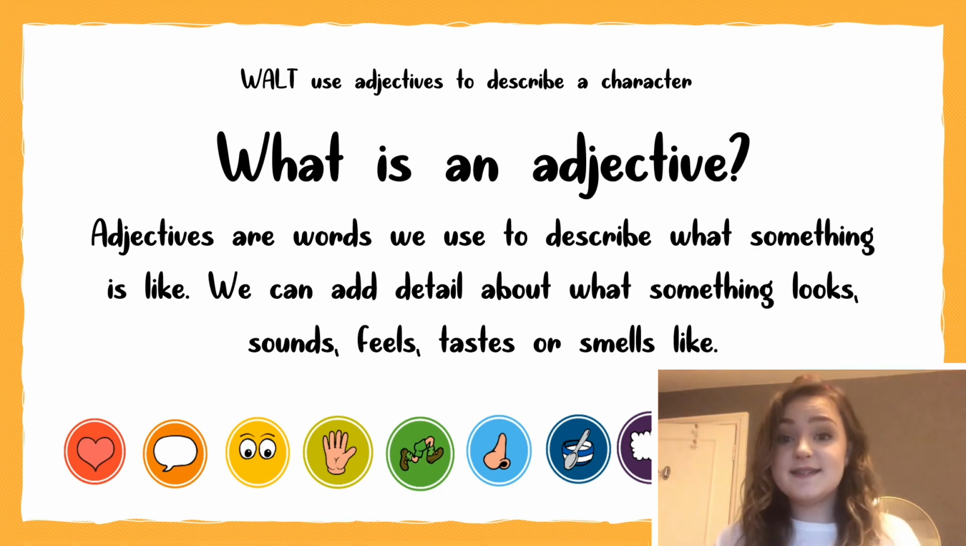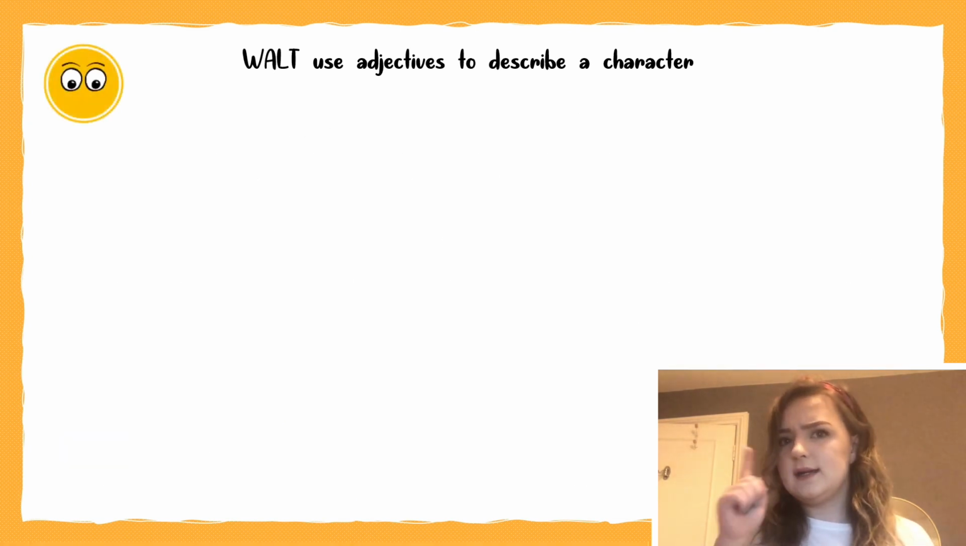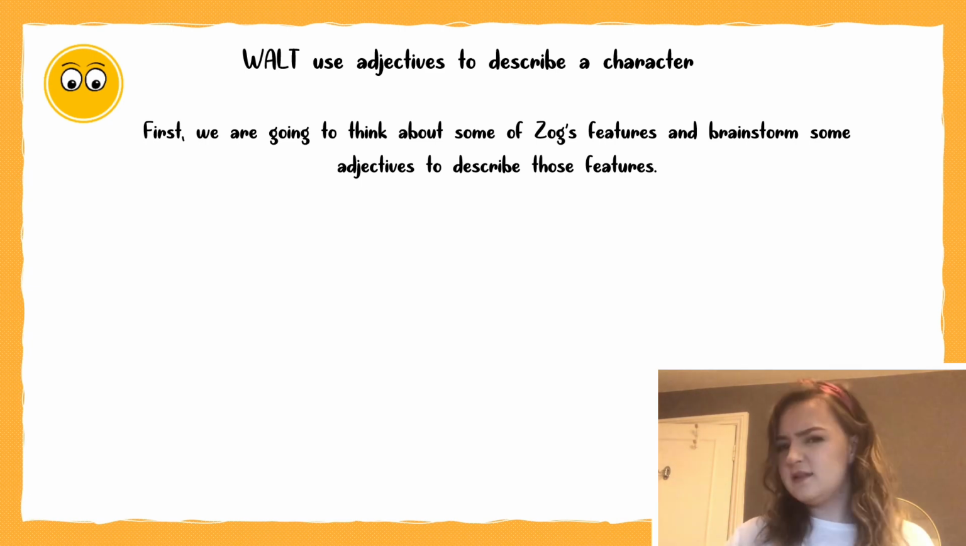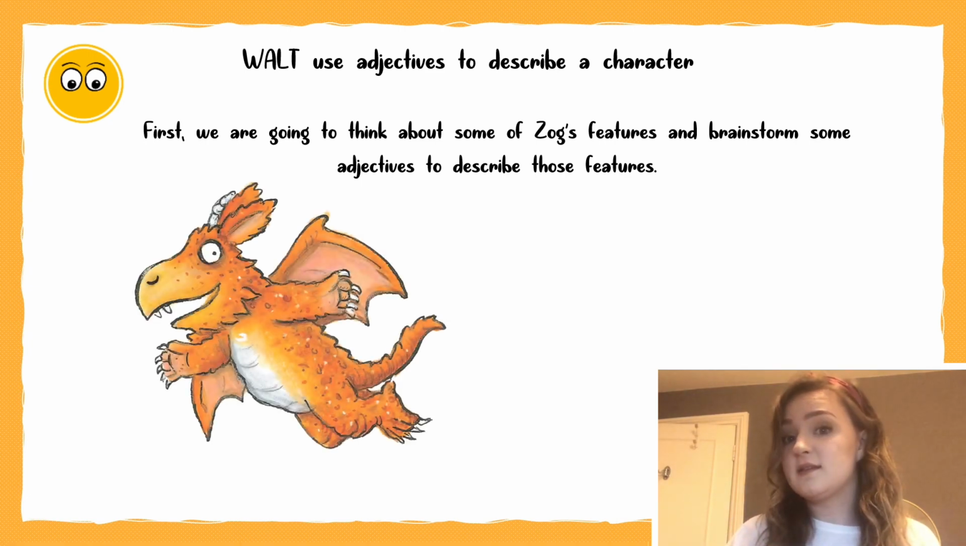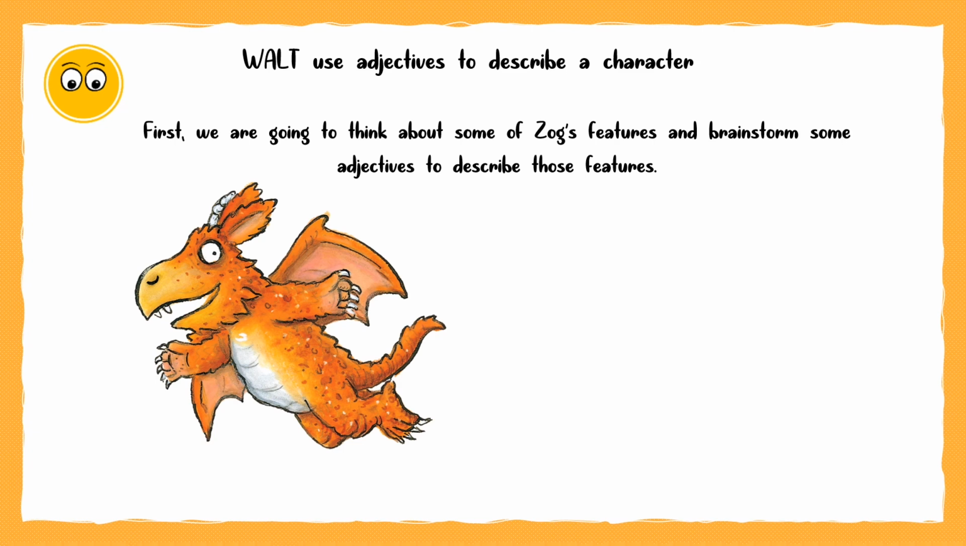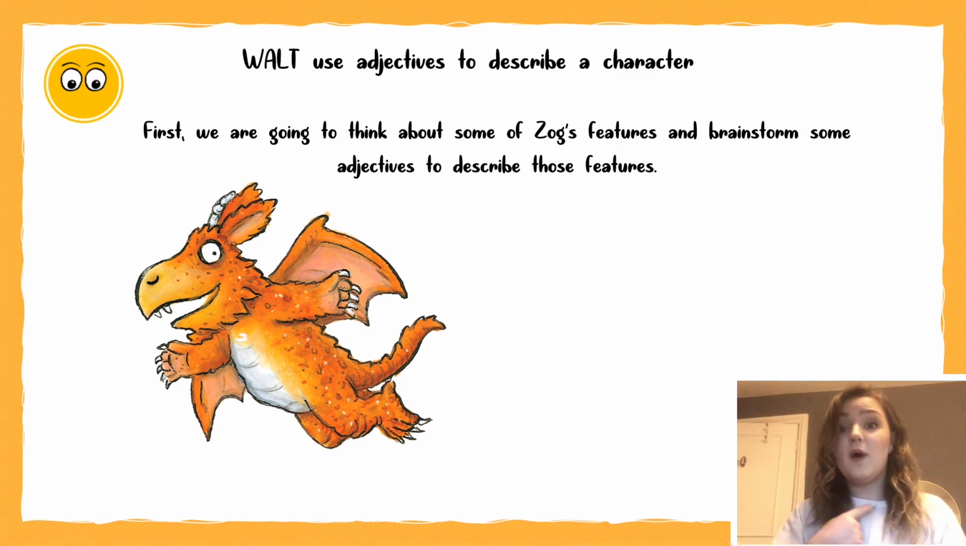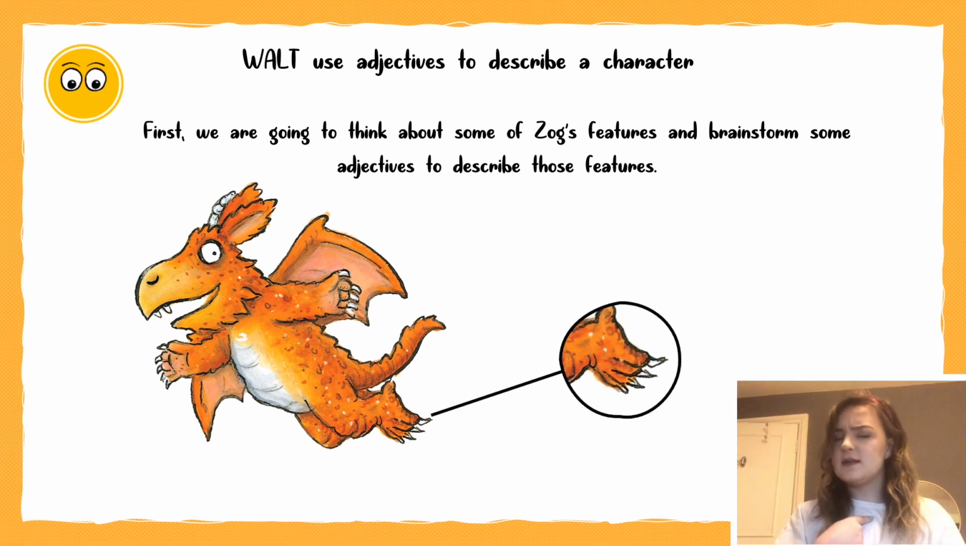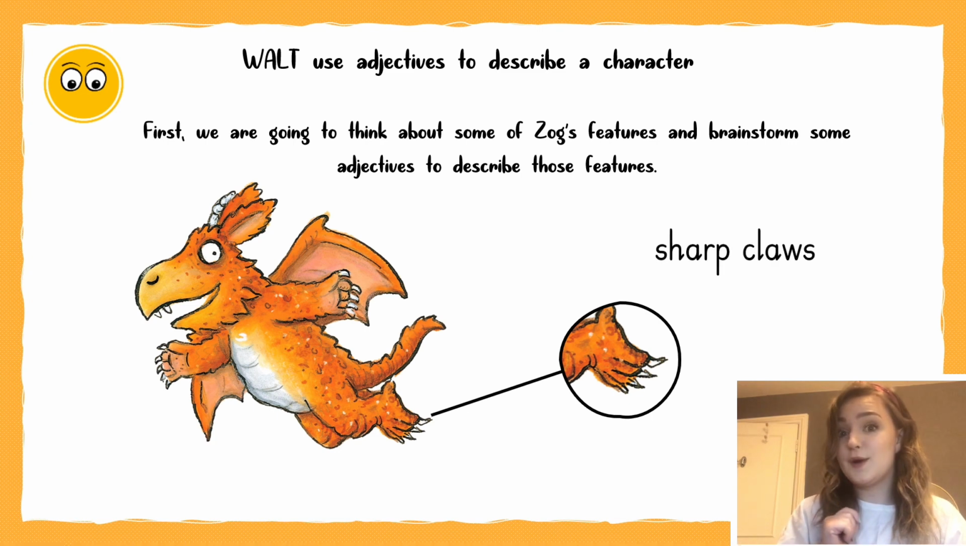In today's lesson, we're going to think about our main character Zog and brainstorm some adjectives to describe his main features. So, using our looking lens, look at Zog. What are some of his main features that you notice? One thing that I noticed was his feet. Now, I don't just want to say Zog has feet, do I? I want to add a bit more detail. So, I could say Zog has sharp claws.